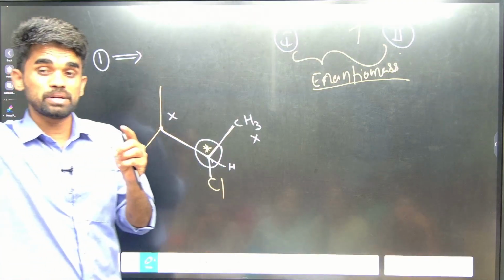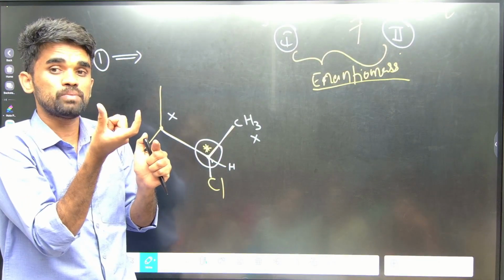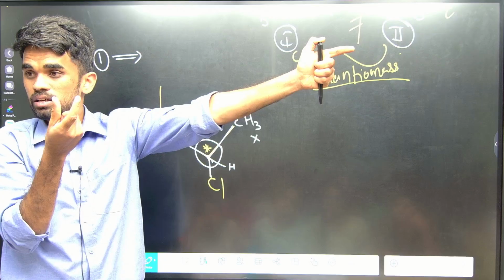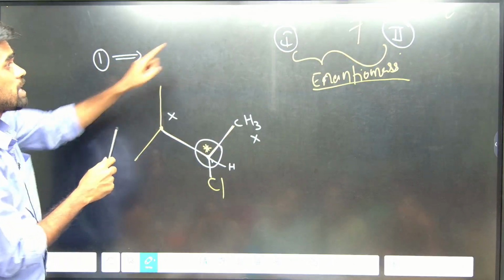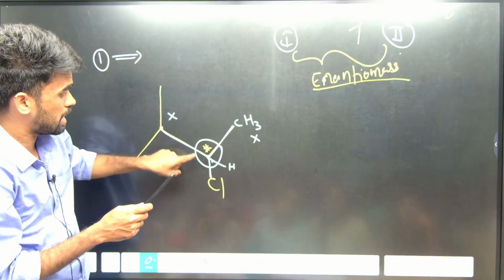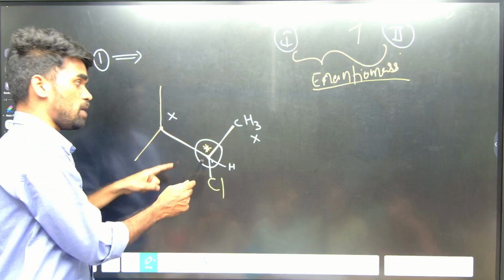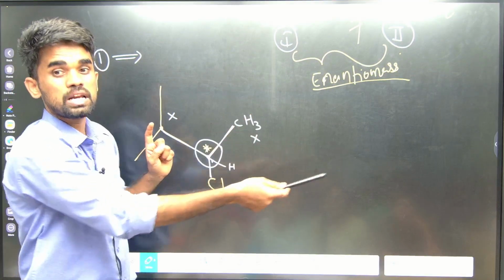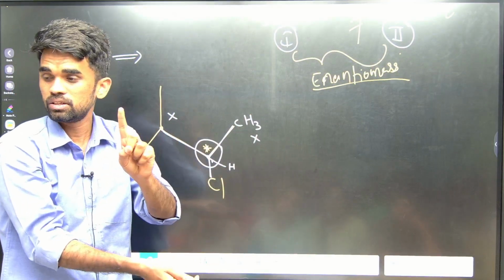Earlier, when we discussed EZ, if there is one E isomer possible, definitely we can get Z isomer. Similarly, if one chiral center is there, that compound and its mirror image. So total isomers possible with one chiral center, 2.